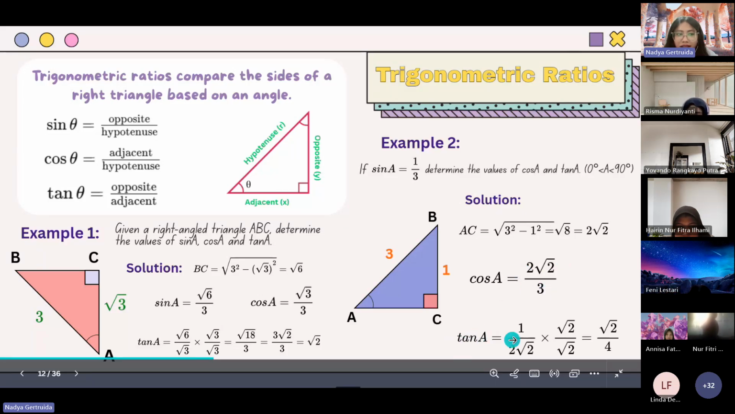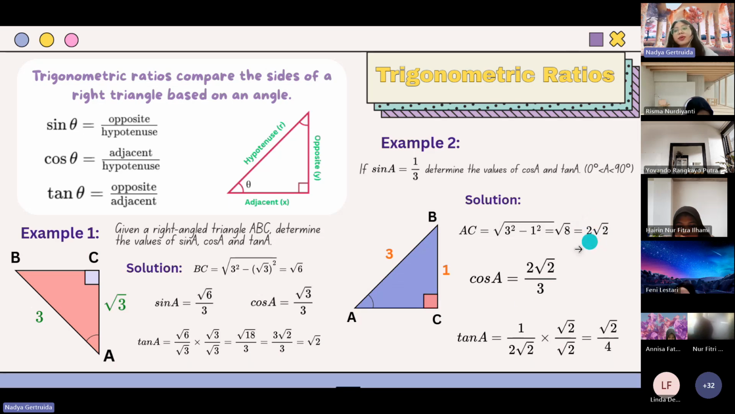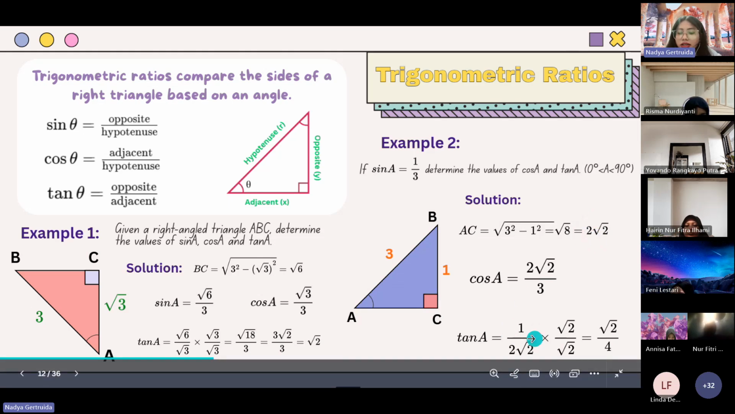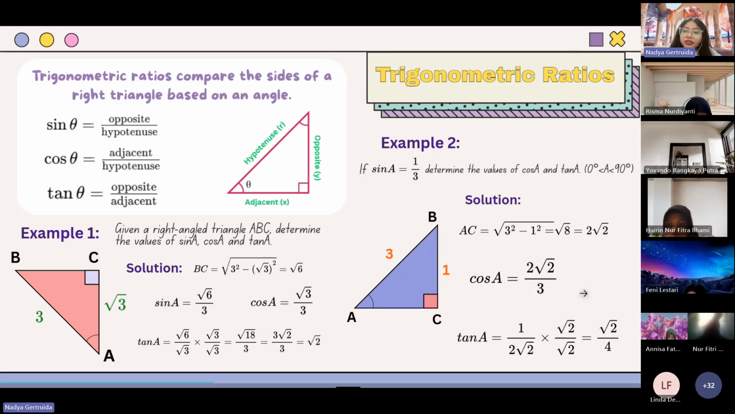And for tangent A, it is opposite over adjacent. The opposite is 1 and the adjacent is 2 multiplied by the square root of 2. And as you can see, the denominator is still in root form. So first we should rationalize it, by multiplying by the square root of 2 divided by the square root of 2. And the product is the square root of 2 divided by 4.